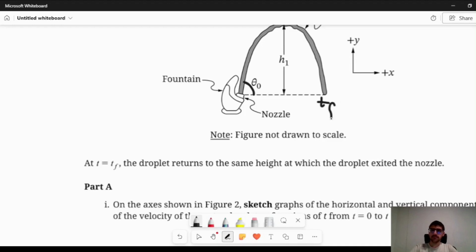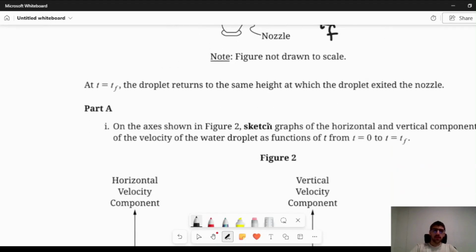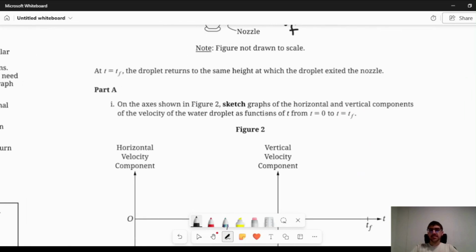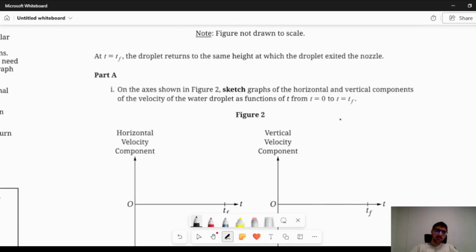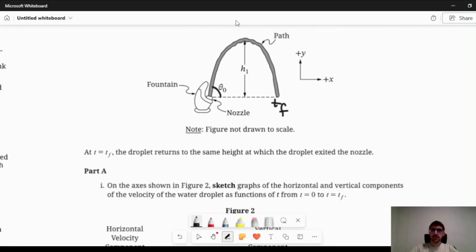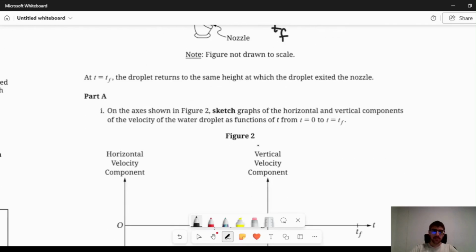So part A, it's asking us, on the axes shown in figure 2, sketch graphs of the horizontal and vertical components of the velocity of the water droplets as a function of time from t equals 0 to t equals tf. So we're going to draw the graph of a velocity time graph for the horizontal and vertical components. So we draw them separately from t equals 0 to t equals tf. So from the time that the water leaves the nozzle to the time it returns to the same height.